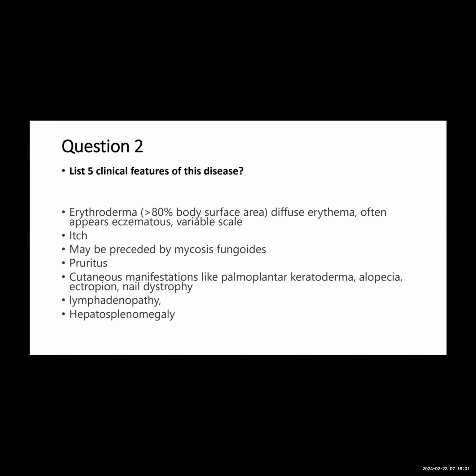But later, with advances in research studies, it was found out that they are actually 2 different disease entities, but very close. Patients will also present with pruritus, which is said to be quite debilitating. There might also be cutaneous involvement, most times like palmoplantar keratoderma, alopecia, ectropion, and also dystrophic nail changes. Lymphadenopathy is also seen in these patients, and they might present with hepatosplenomegaly.